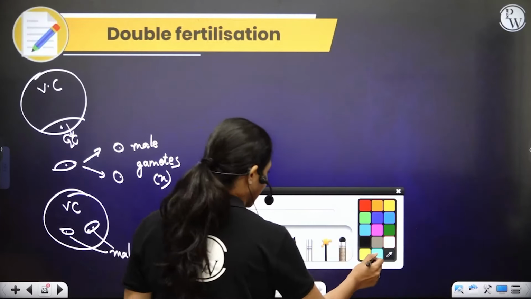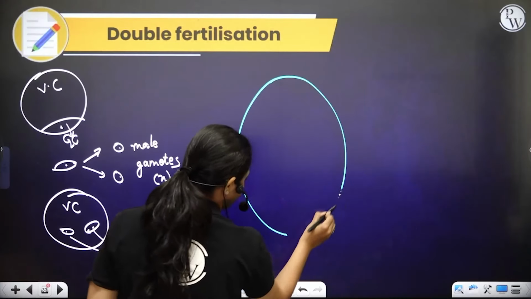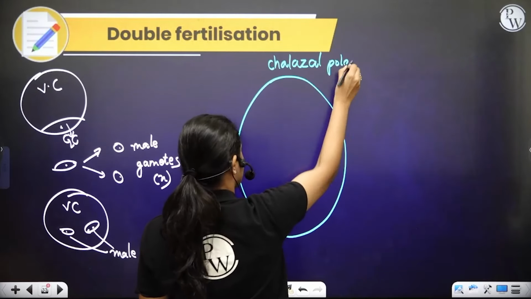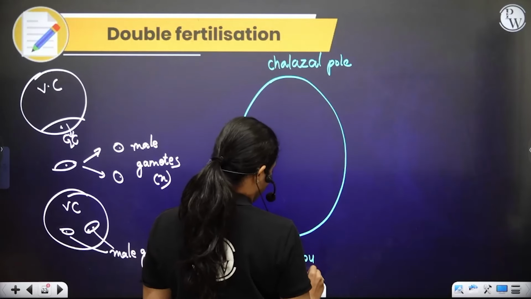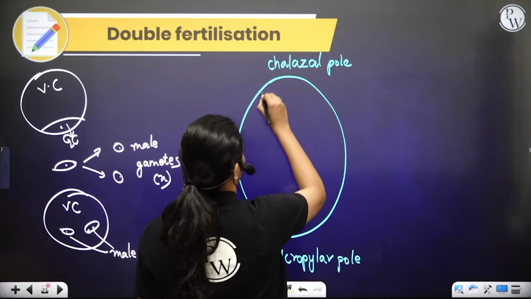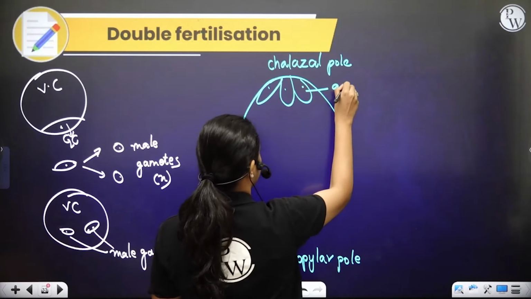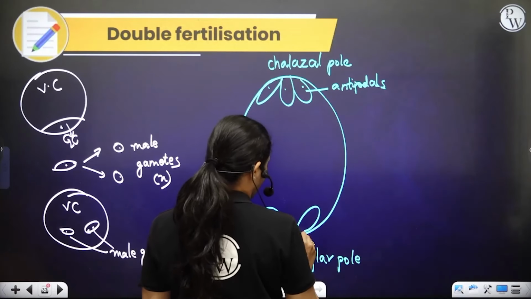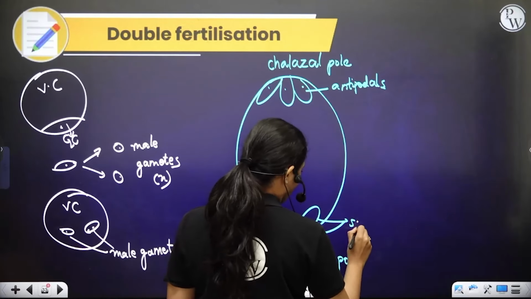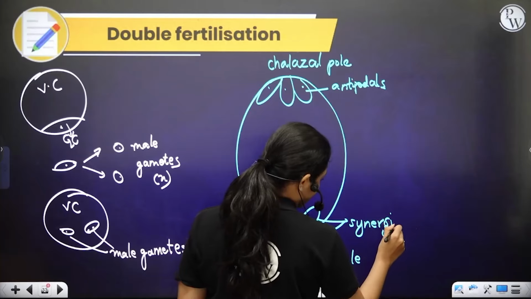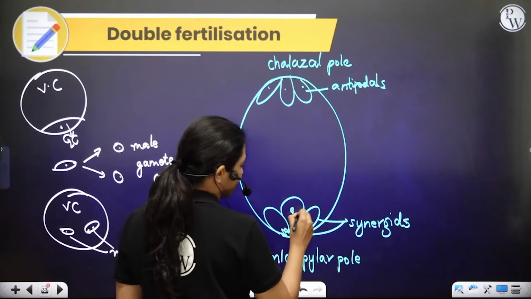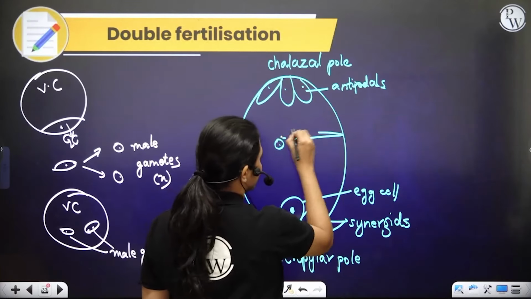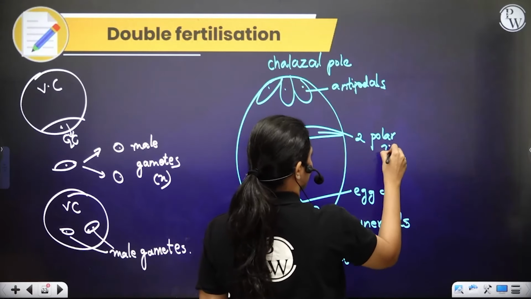So what basically happens here is, let's draw the female embryo sac. If you take this as the chalazal end and this as the micropylar pole, towards the chalazal end you have three cells that are called the antipodals. Towards the micropylar end you have two synergids with their filiform apparatus, and you have a central egg cell. In the center you have a central cell with two polar nuclei.